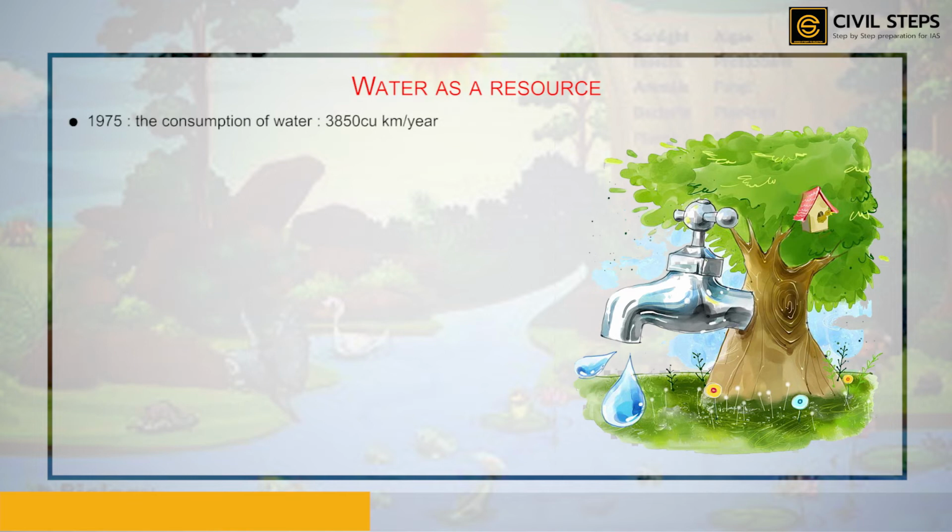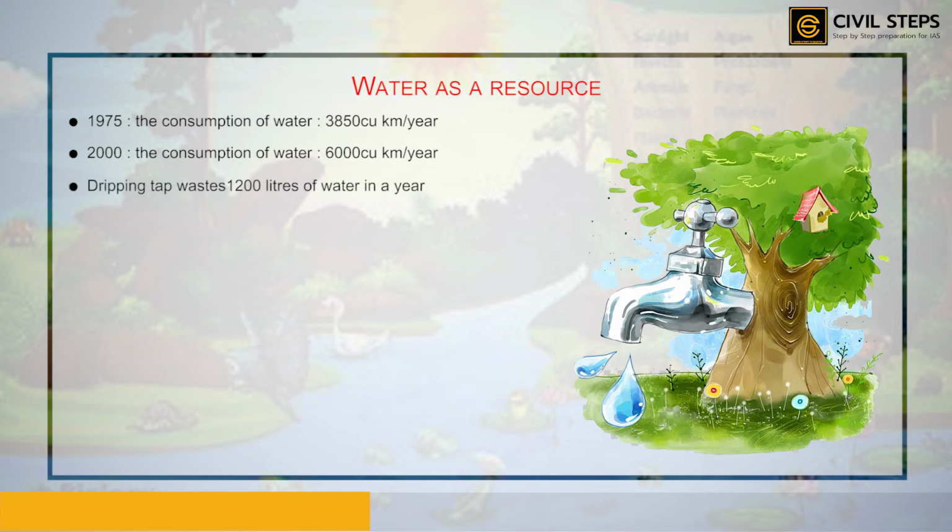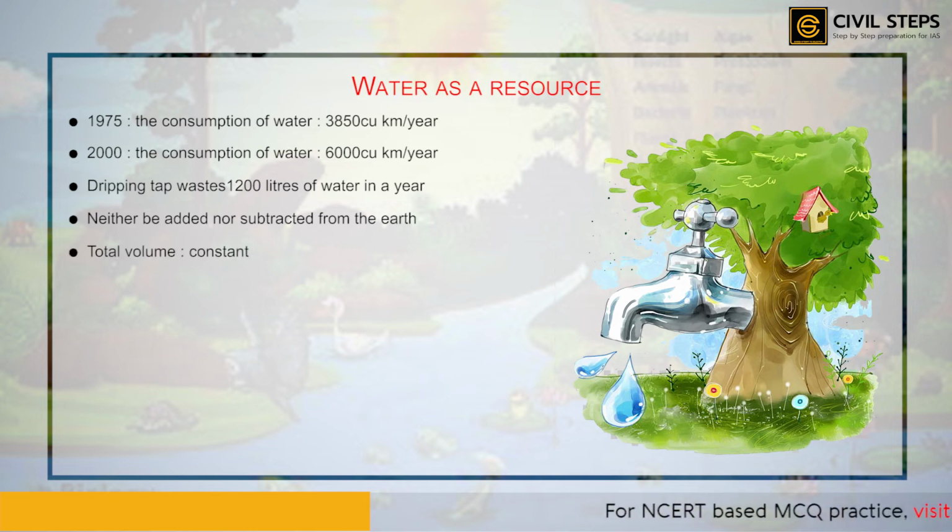In 1975, the consumption of water for human use was 3,850 cubic kilometer per year. It soared to more than 6,000 cubic kilometer per year in the year 2000. Also, a dripping tap wastes 1200 liters of water in a year. Thus, water can neither be added nor subtracted from the earth. Its total volume remains constant.